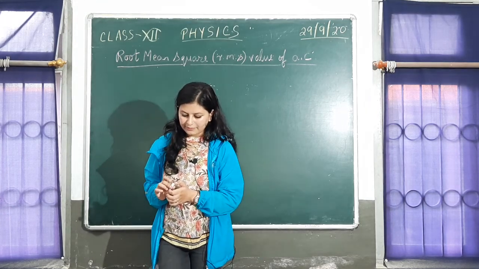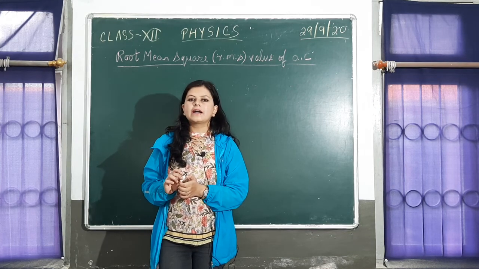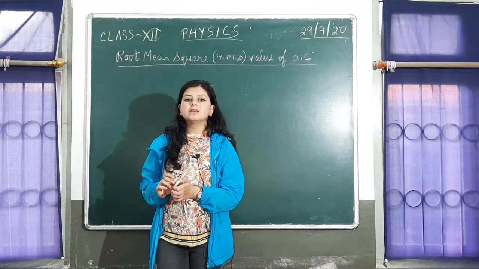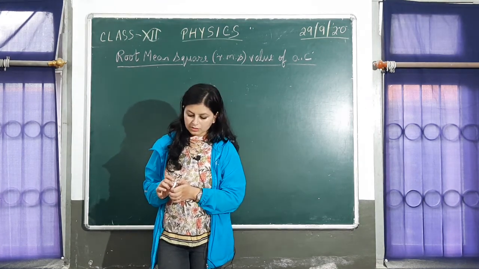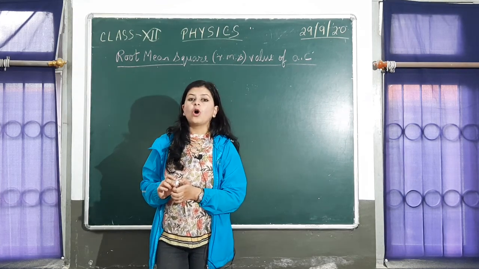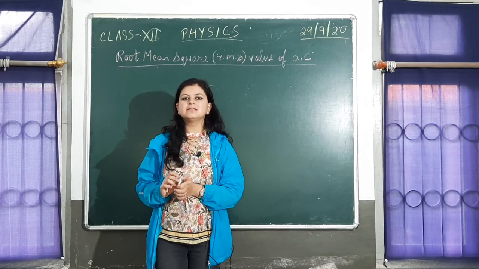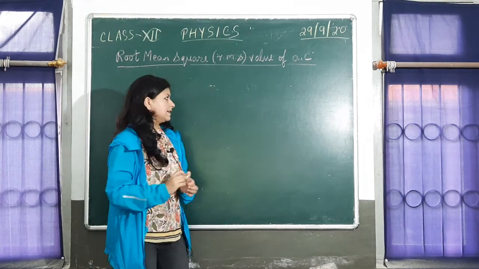So from the definition we are now going to deduce an expression for RMS value of alternating current. One thing to be noted here is that RMS value is also called effective or virtual value of alternating current. You have to keep this in mind when you solve the numerical problems. So let us start the derivation.